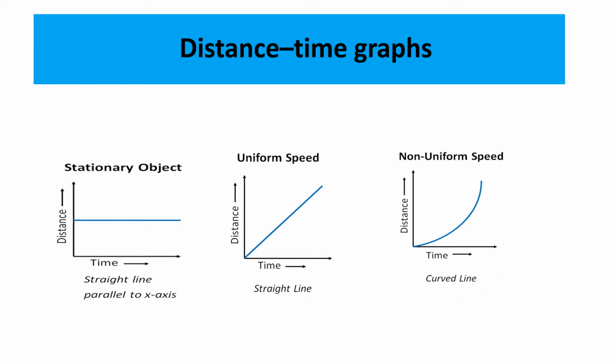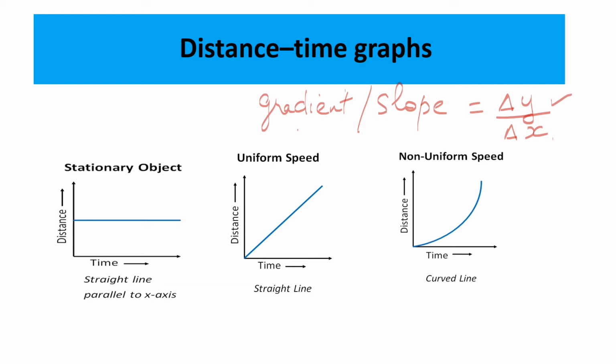Let me take the gradient or slope of the graph. The gradient or slope of a graph is the change in the y-axis divided by the change in the x-axis. This is the y-axis and this is the x-axis. If you take the slope or gradient of this graph, you must take this change. This is the change in the y-axis, delta y, and the change in the x-axis.